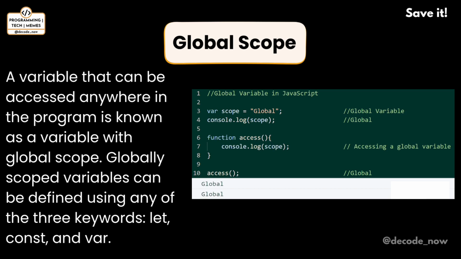The access function is defined. It does not have any parameters. Inside the access function, console.log scope is called. Since scope is a global variable, it is accessible inside the function and will output global. Finally, the access function is called, resulting in the second console.log scope statement being executed and outputting global again.